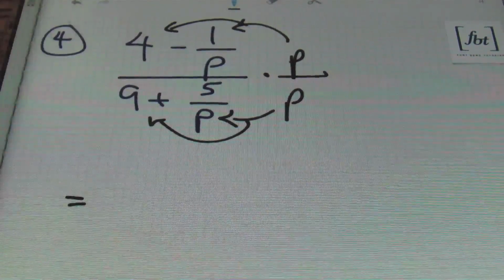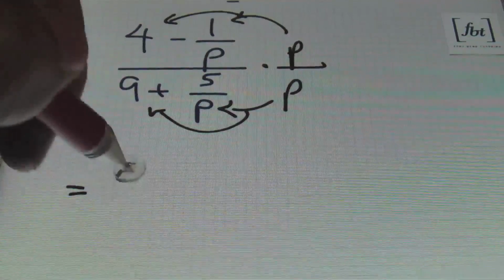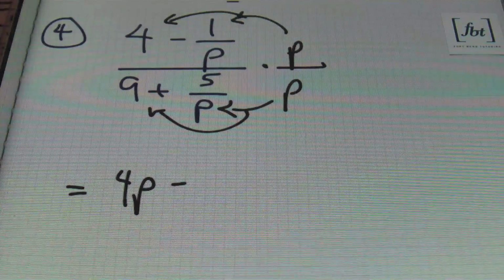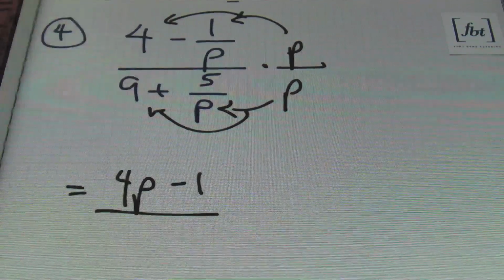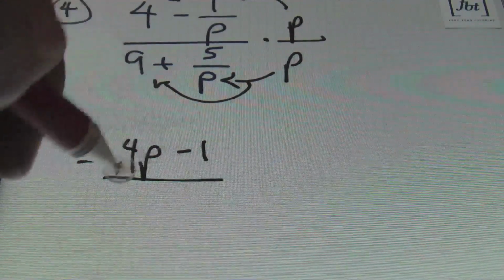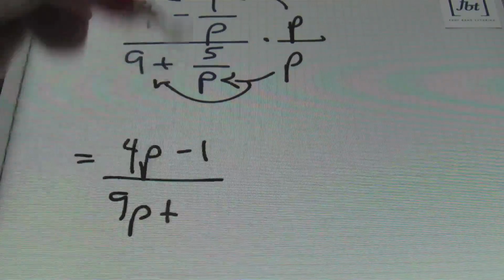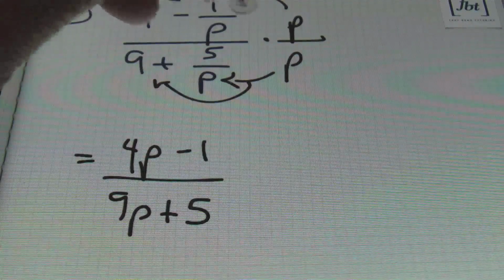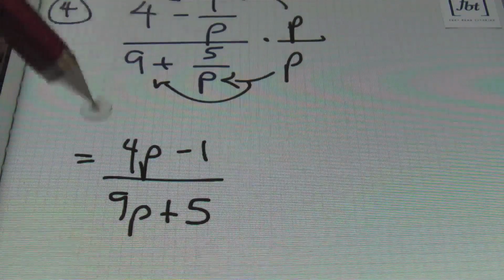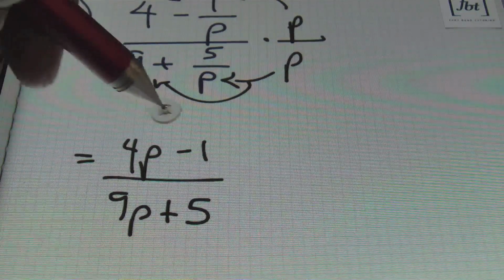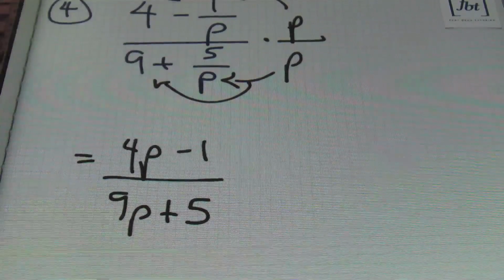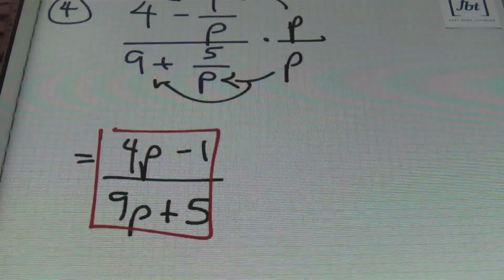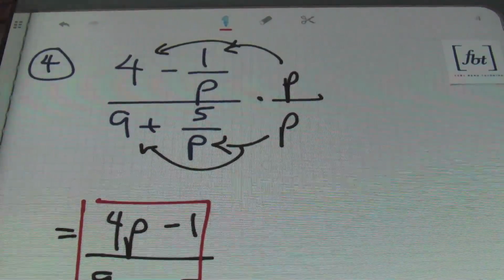Okay, and what happens is 4 times p is 4p minus, here multiplying 1 over p times p, the p's will cancel out to leave me with 1, and then in the denominator 9 times p is 9p plus the p's here will cancel out to leave me with 5. So each and every term, ladies and gentlemen, was multiplied by p, and when you simplify that, you would end up with 4p minus 1 over 9p plus 5, which is our answer. That's it. That's problem number 4, ladies and gentlemen. Done and done. All right, let's continue.